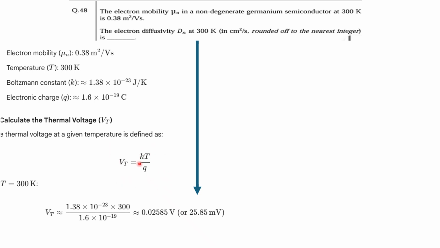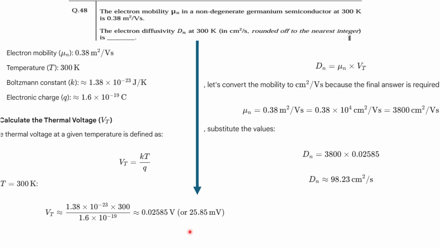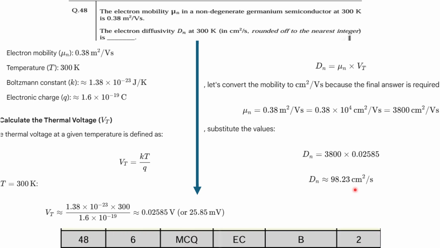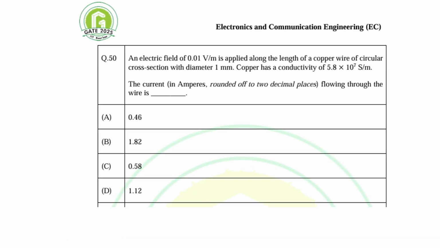So if you put the values of kT by Q from the k, T and Q, you will get almost 25.85 millivolt. As standard, you can use 25, right? Once you get the thermal voltage, the formula is very simple: D is equal to mu into Vt. Vt means kT by Q, right? So now if you put the values of mu and Vt, you will get 98.23. So your correct answer is 98. Clear? Okay, let's go for another question.